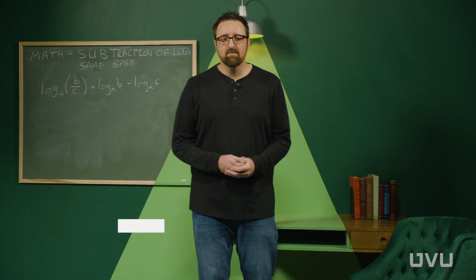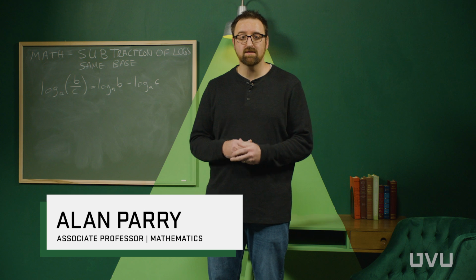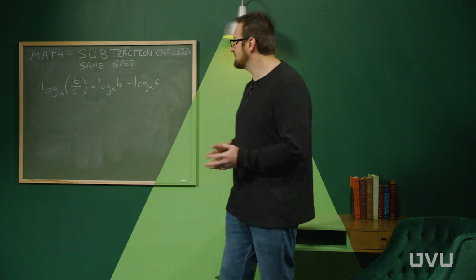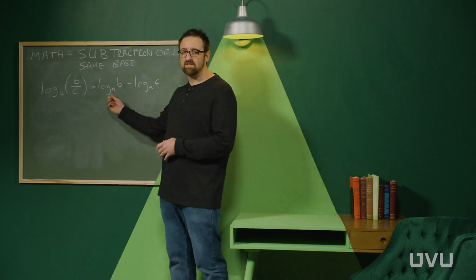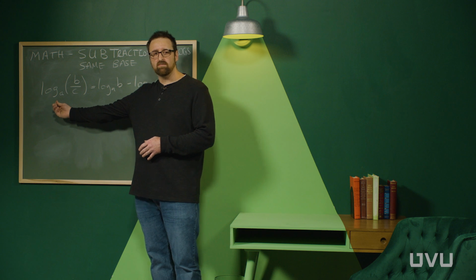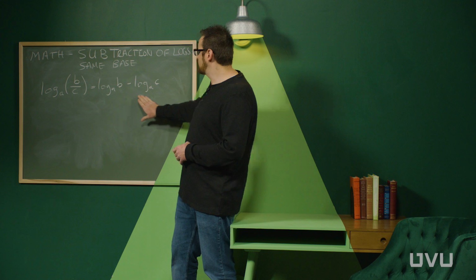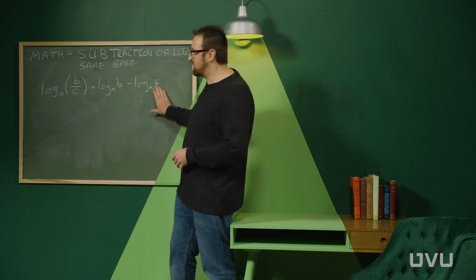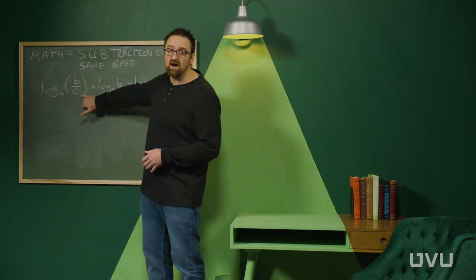Hi, I'm Alan Parry. I'm an associate professor of mathematics at UVU, and today we're going to talk about subtracting logs that have the same base. It's kind of a nice little property that we have up here, that if you have two logarithms like this, where they have the same base and you're subtracting them, you can actually get back to another logarithm with a different operation. So if we've got the log base a of b, and we're subtracting the log base a of c, we can actually simplify that to a single logarithm base a of b divided by c.